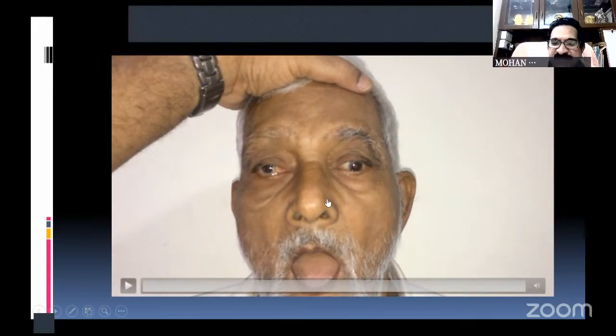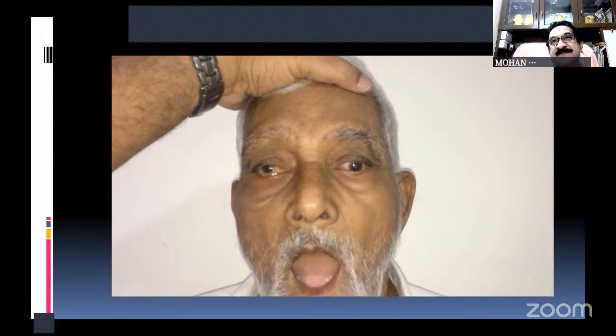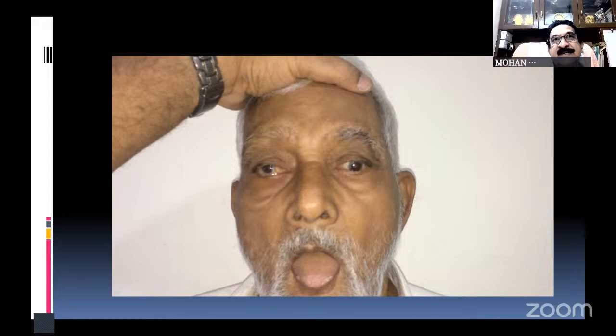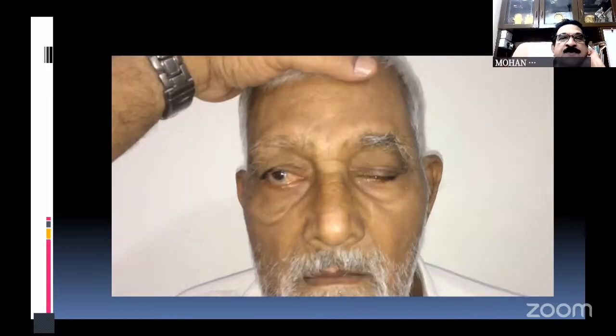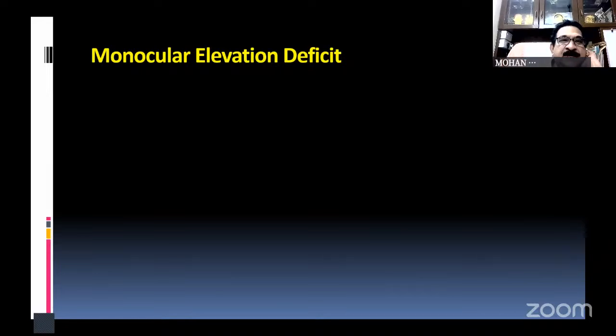Now you know what is this? What is the condition? This is again double elevator palsy with associated Marcus-Gunn phenomenon. When you find Marcus-Gunn phenomenon in a person with ptosis, it can be said dead sure that it's a congenital ptosis because it's a congenital malinnervation. So this is also another congenital phenomenon, double elevator palsy, which may or may not be associated with Marcus-Gunn phenomenon. This is called monocular elevation deficit.